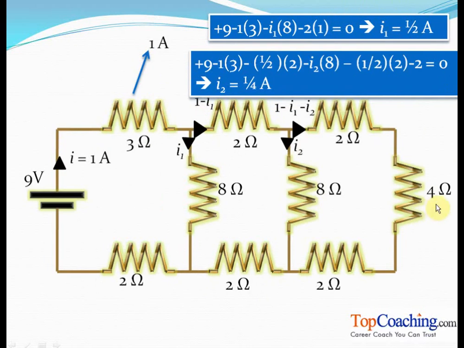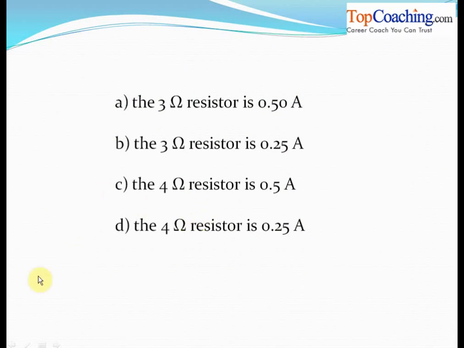Now let us look at each option and see which of the options is correct. So here, these were the options we were given. The current through the 3 ohm resistor is 1 ampere. So option A is wrong and option B is also wrong. The current through the 4 ohm resistor is 0.25 amperes. So option C is wrong and option D is correct.